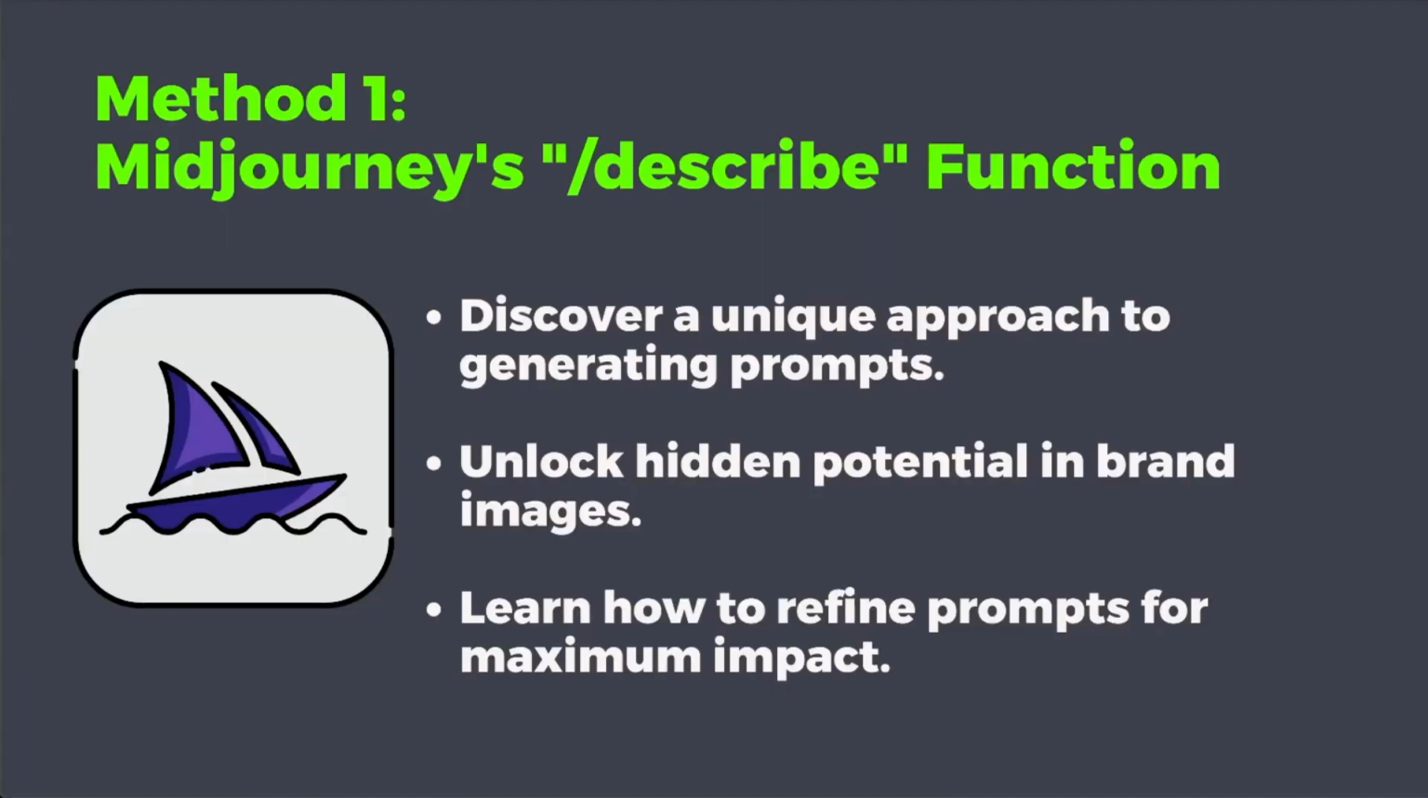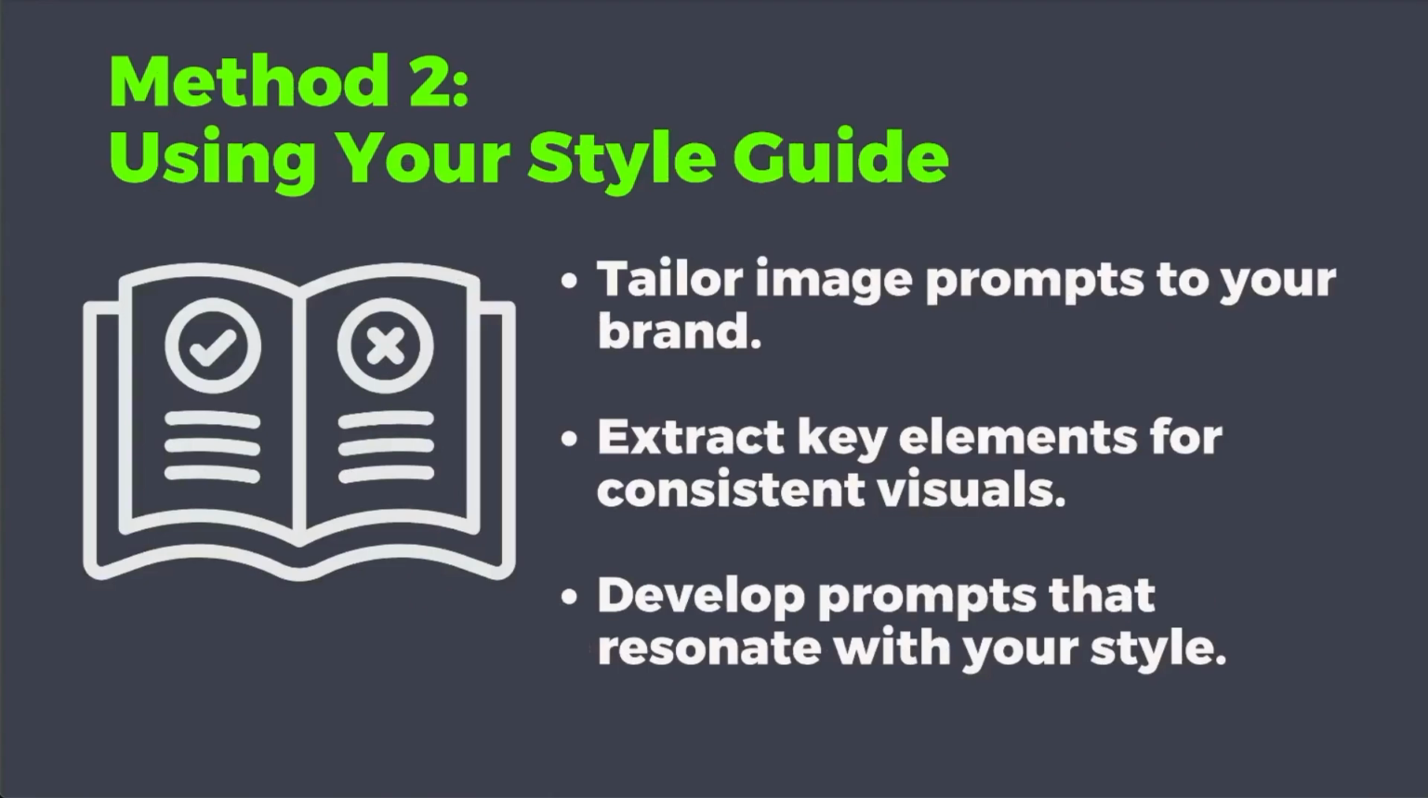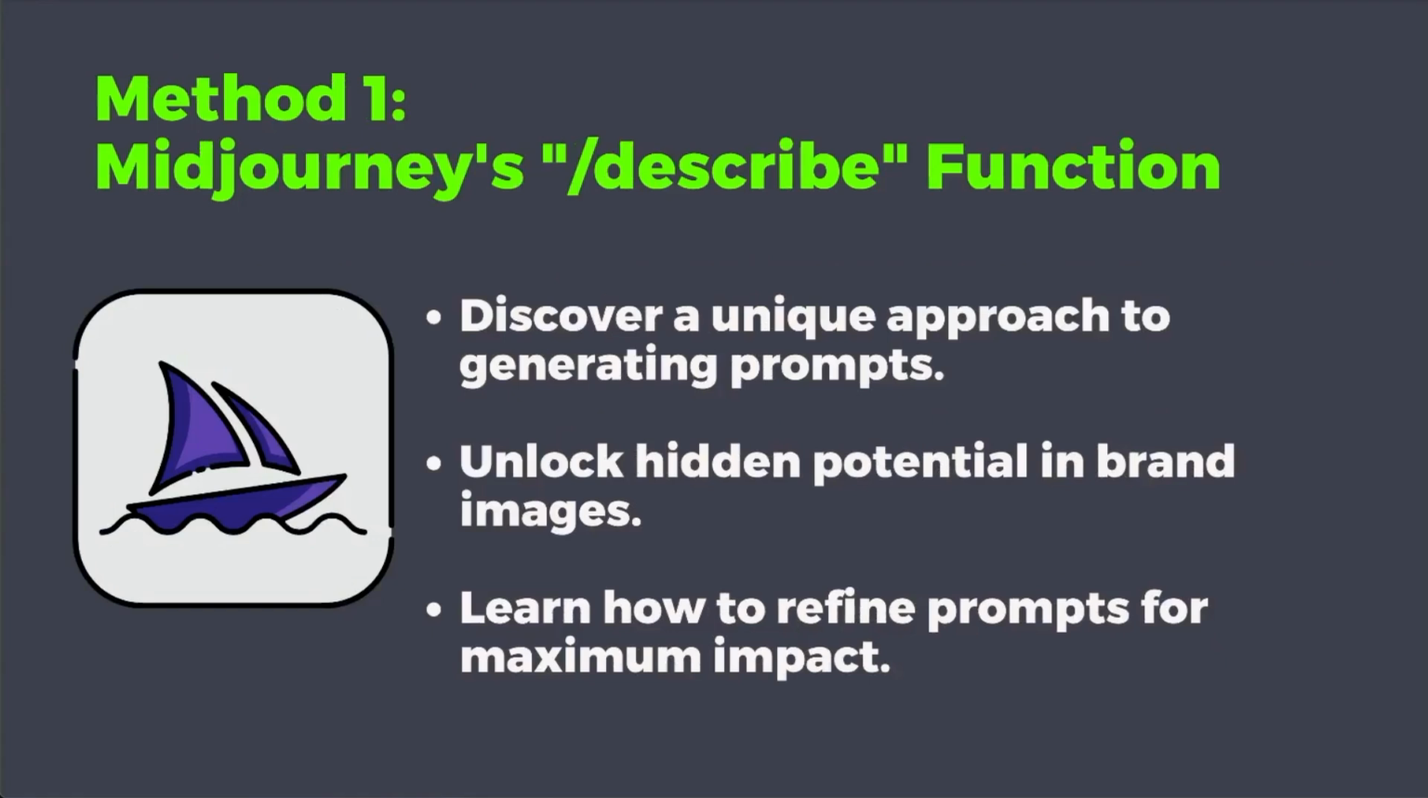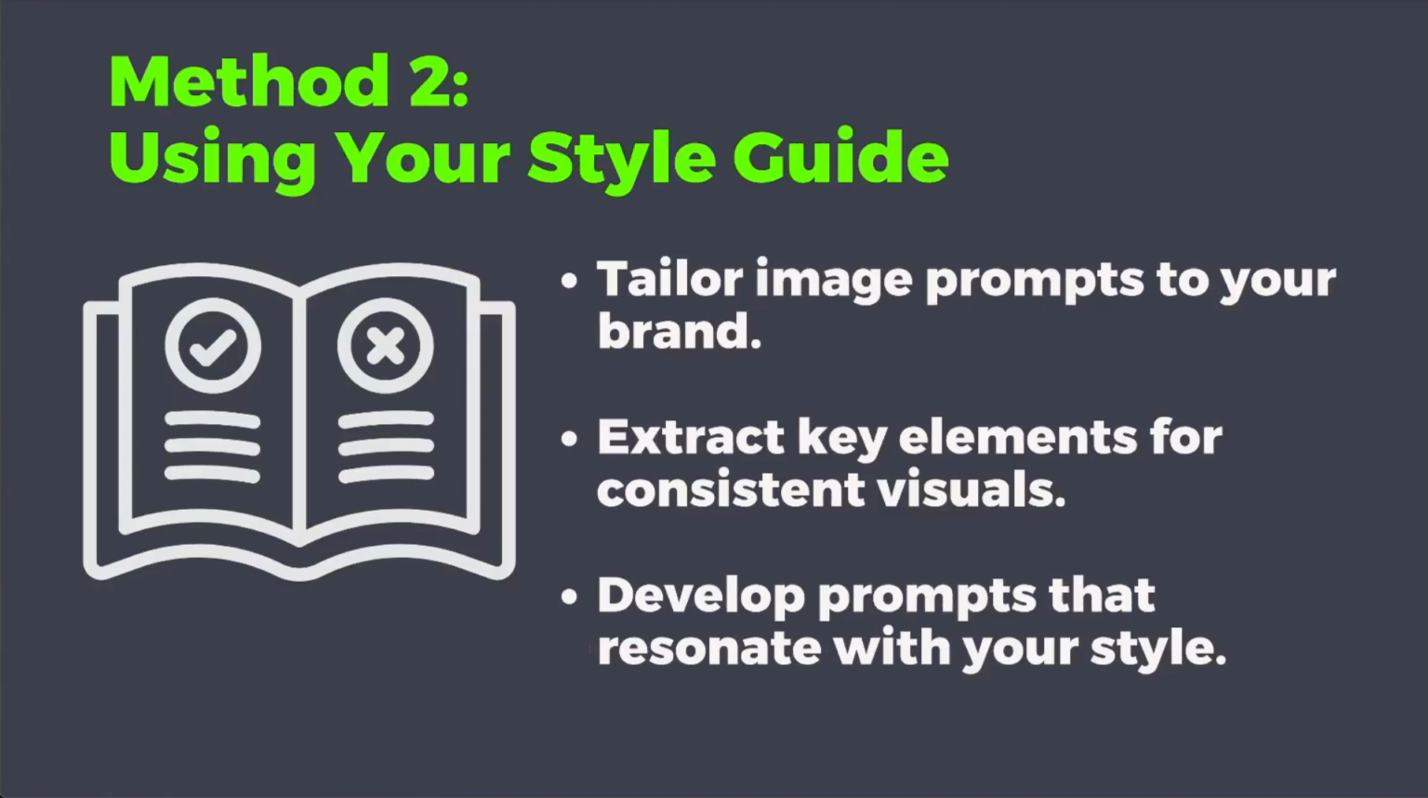So the first method today, we're going to use the describe function in MidJourney to train these AI models to create prompts that can consistently generate things that are in your style or that adhere to your brand guidelines. Then the second method, we're going to train it using your style guide. So the first method is using just reference images that you have that really represent your brand. And then the second is if you do have a very defined style guide, you can use that to train these models and generate these brand specific prompts.